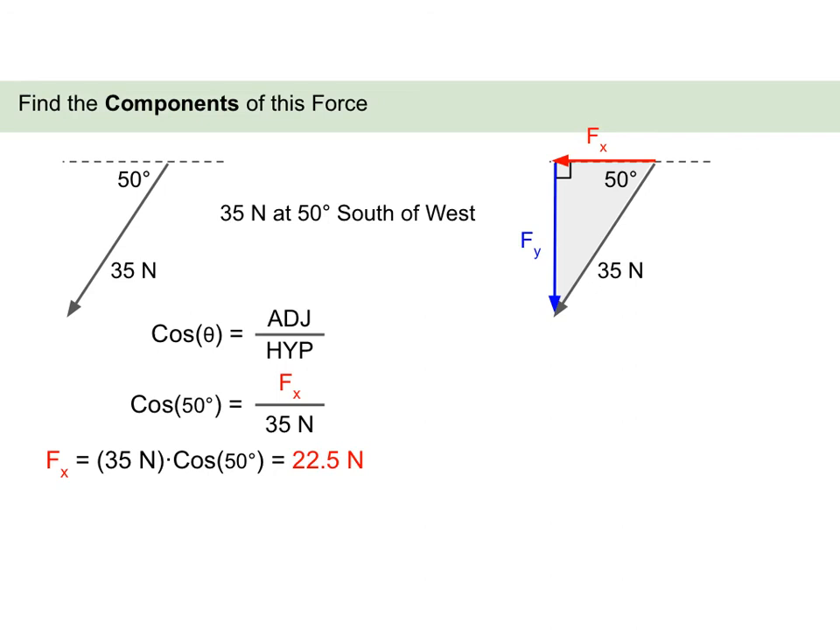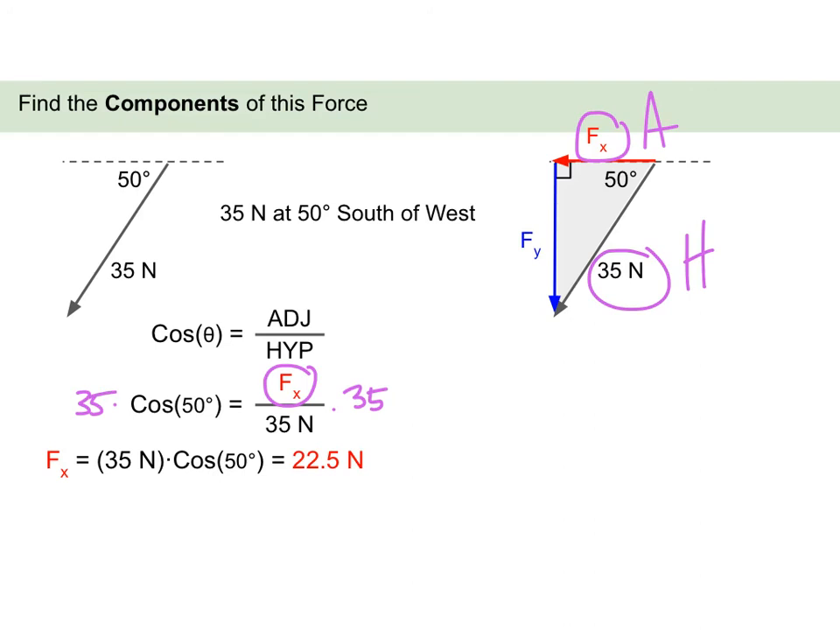We would use the cosine function in order to determine the f sub x. How did I choose that? Well, I know the hypotenuse, and I'm looking for, at first, the side that is adjacent. And so I'm thinking SOHCAHTOA: cosine gives me adjacent over hypotenuse. In this case, my unknown is on the top of the fraction. That's my f sub x. Our algebra would involve multiplying both sides by 35, and that's where the 22.5 newtons comes from.